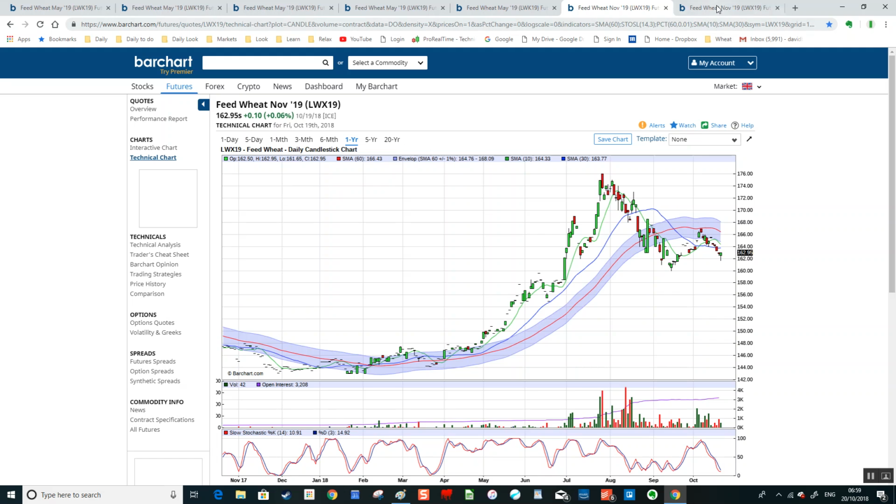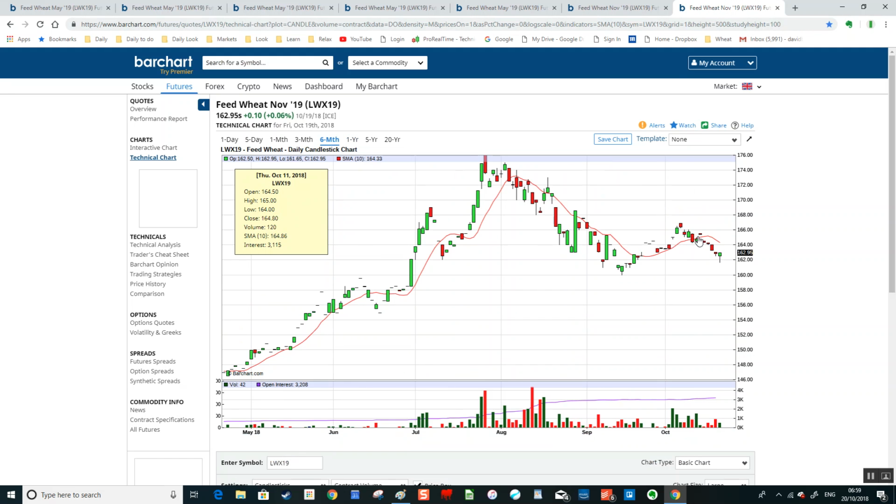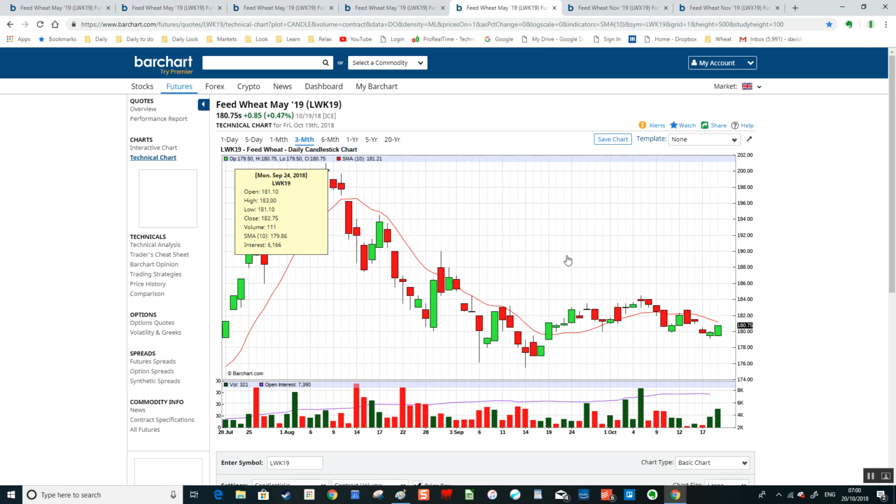New crop was looking a little bit firmer last week. That edge is now taken off, but it's come back within this range. So I think we'll see more of the same next week. Alarm bells would start to sound if we took out this 160 on the November contract, and the swing low here would be 176 on the old crop.